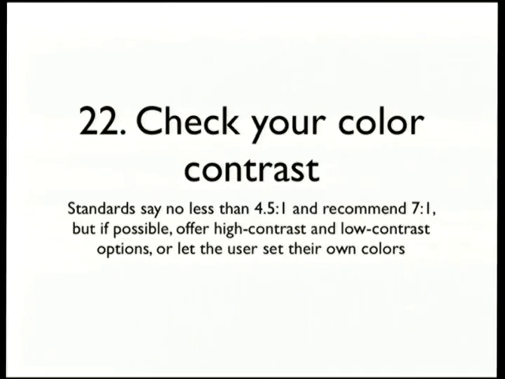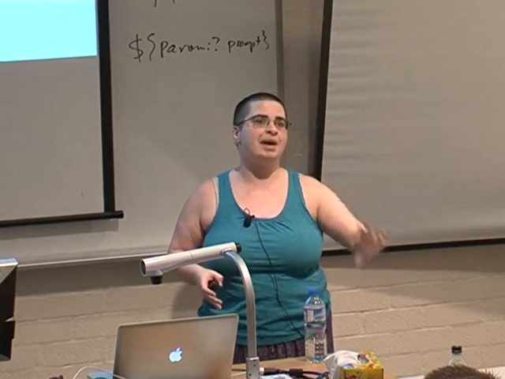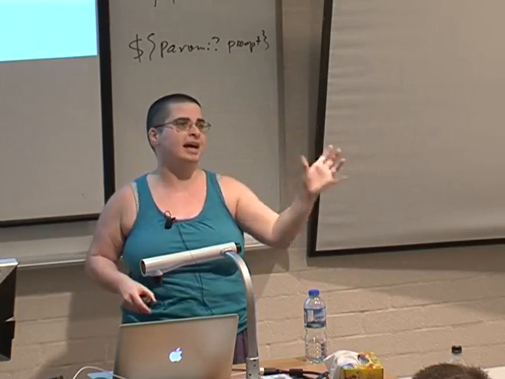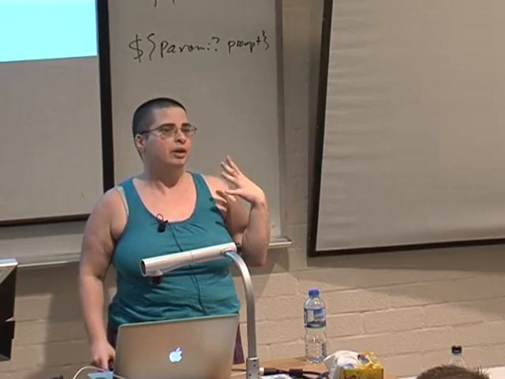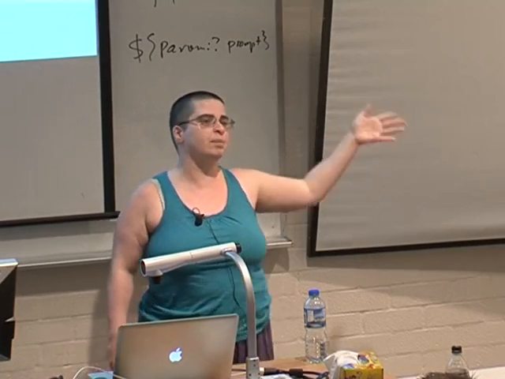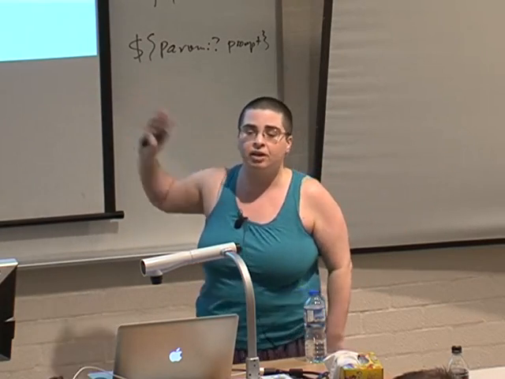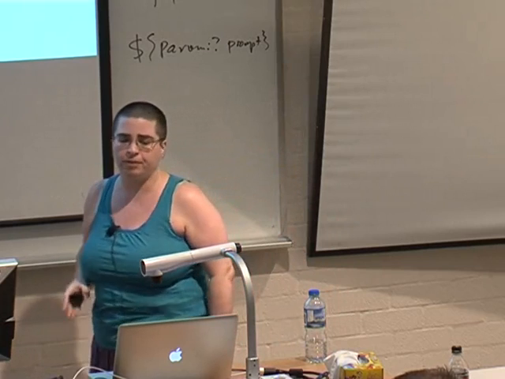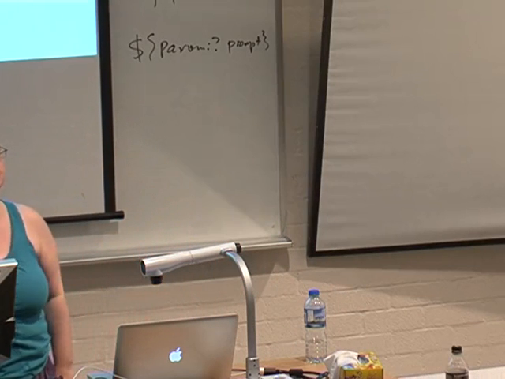Okay. So there are utilities out there that will let you check the color contrast. You put in the link text and the background color, or your body text and the background colors that you want to use, and it will tell you, yes, this is 4.5 to 1, or no, this is actually really low contrast. You notice I say on the slide here, if possible, offer high contrast and low contrast options, or let the user set their own colors.